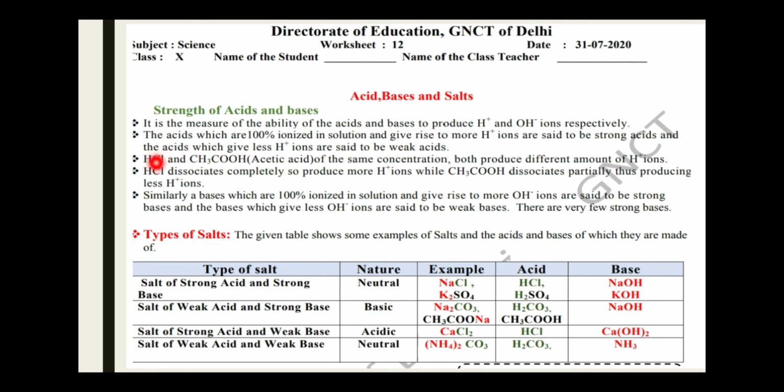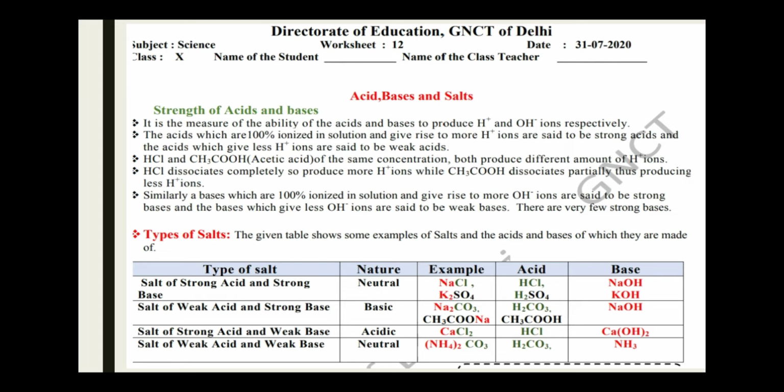Now the question arises: HCl and acetic acid, hydrochloric acid and acetic acid, they both are acids, they produce H+ ions, but the production of H+ ions will be different. HCl produces more H+ ions than acetic acid. Why is it so? Because HCl is a stronger acid and acetic acid is not. We can say that it is a weak acid, so the production of H+ ions is less.